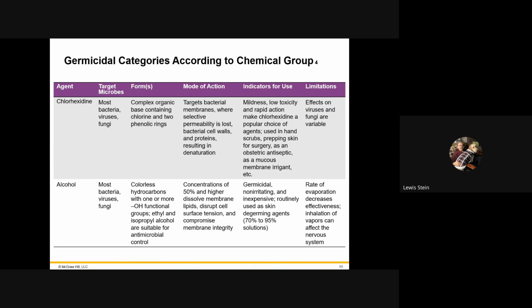Alcohol. Alcohol has activity. I'm trying to think of the best way to put it. The two best things about it are its rate of evaporation, in about 15 seconds it's gone, and that makes it useful, because it's not particularly effective. It takes care of enveloped viruses. It takes care of most vegetative bacteria. That's about it. But it dries rapidly, and that's a big advantage.